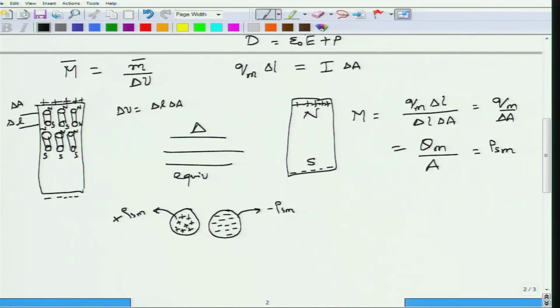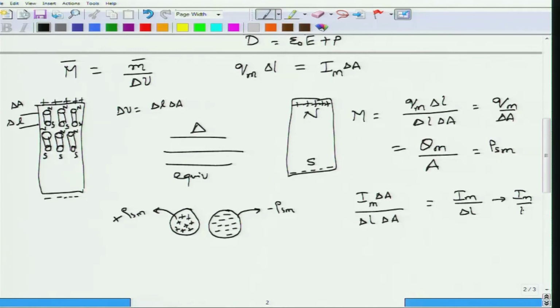A similar equation can be obtained in terms of the current as well, because the magnetic moment is I into delta A. Just so that this is a magnetic moment, let us put an m subscript for the current carried by the magnetic dipole. Okay. So, this would be Im into delta A divided by delta L into delta A, right. So, if you look at this, you will see that this is given by Im by delta L, and when you consider the entire length of the material, this would become Im by L.